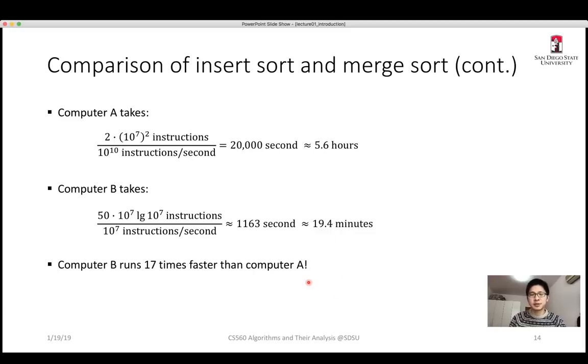I hope this example shows why we need to design more efficient algorithms, even though we already have very fast computers nowadays.